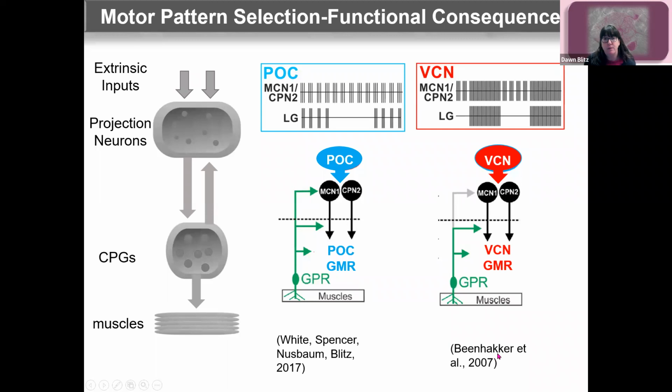But Mark Beenhakker, as part of his thesis work with Mikey, showed that in the VCN modulatory condition, this state, that excitation of the projection neurons from this sensory input is blocked. However, in a collaboration between my lab and Mikey's lab, we showed that in this modulatory state, the GPR sensory excitation of the two projection neurons is intact. So this current state of feedback pathways to projection neurons appears to be able to also regulate how they respond to additional inputs.